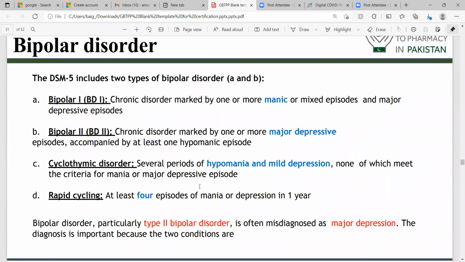So the next topic I'm going to discuss is bipolar disorder. In bipolar disorder, we just have to know that bipolar disorder is also a mood disorder in which mood can fluctuate from extremely sad or hopelessness state of depression to an abnormally elevated.